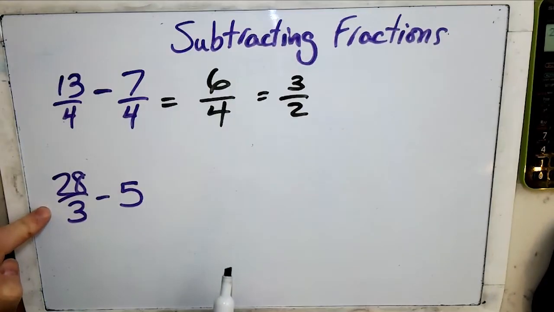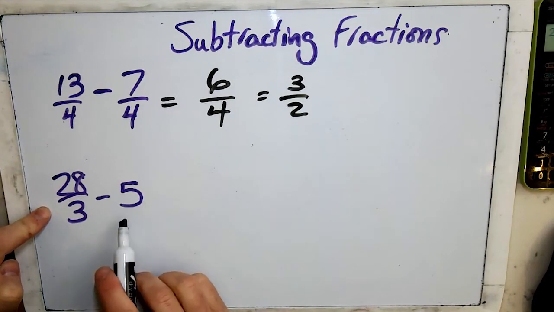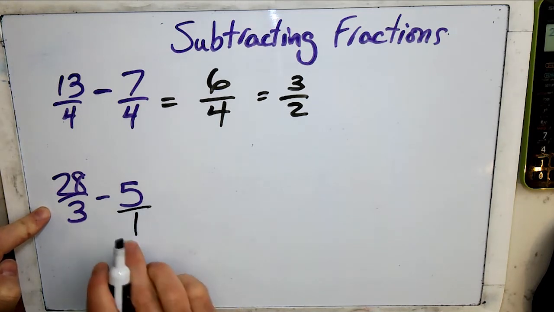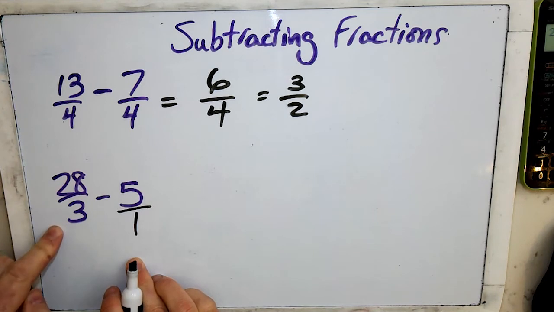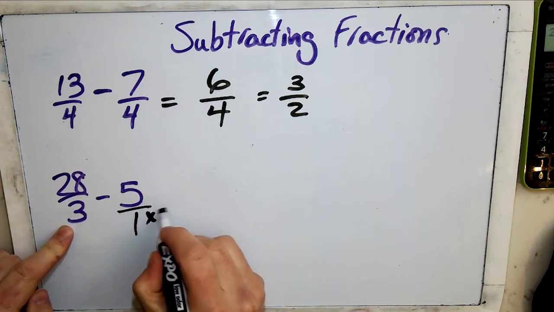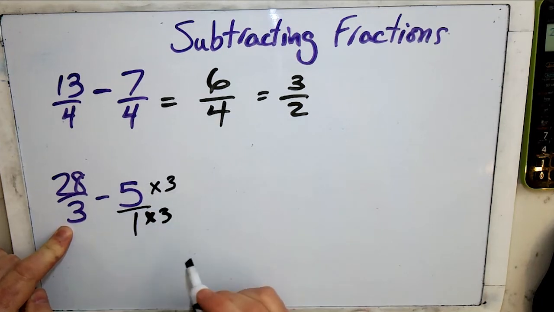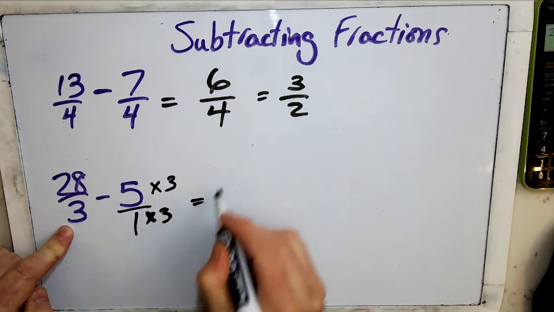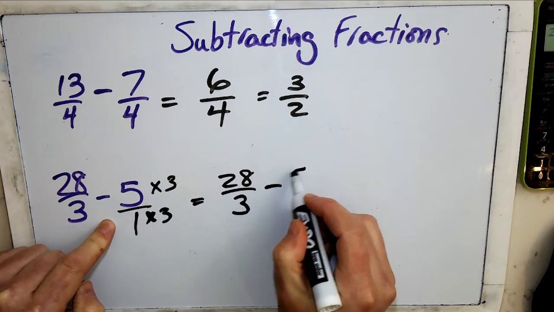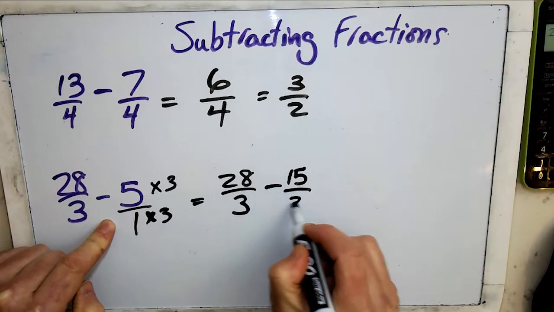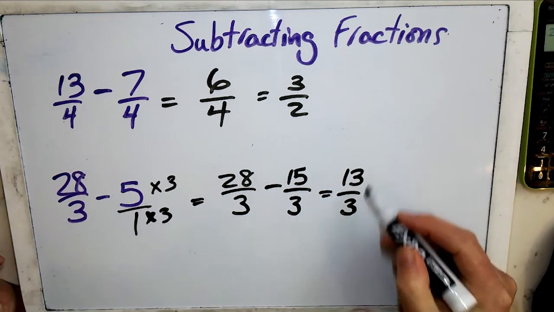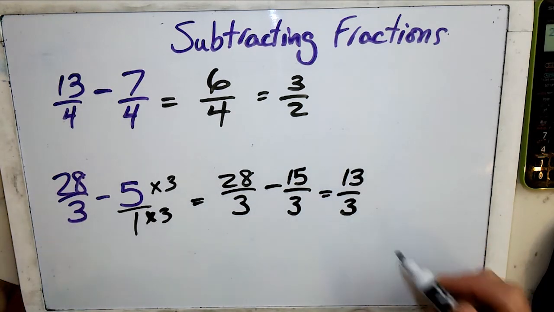This one messes people up because there's no fraction over here. Remember, there's an invisible 1 on the bottom, and these are actually easier because it's very easy to get common denominators. To make this a 3, multiply top and bottom by 3. 5 times 3 is 15. 3 and 13 are both prime. There's nothing I can do to reduce it.